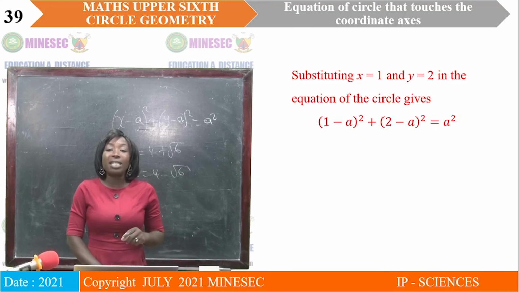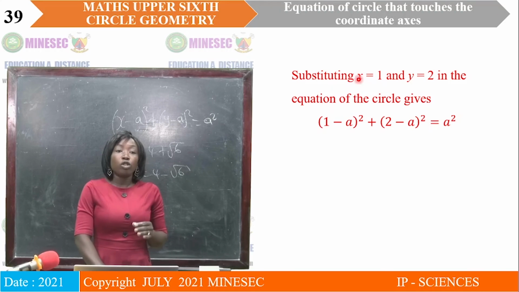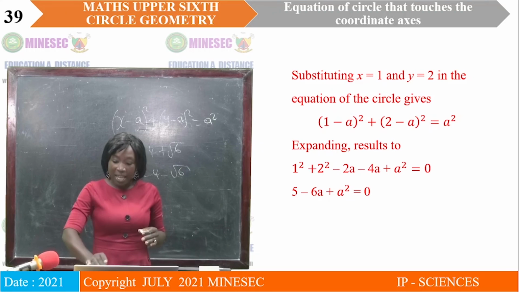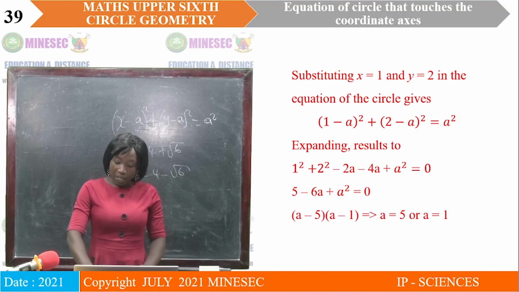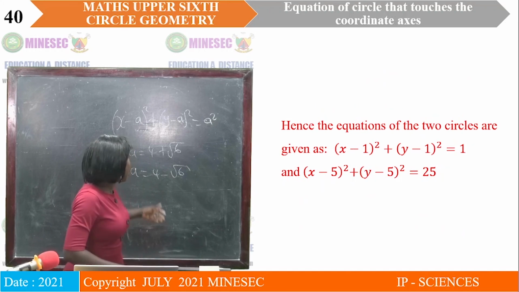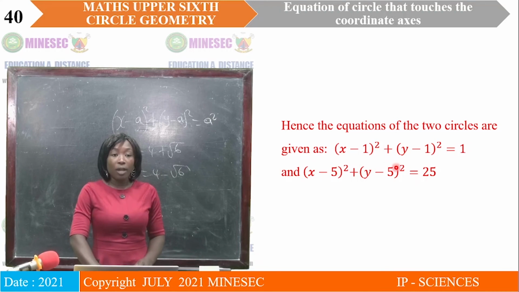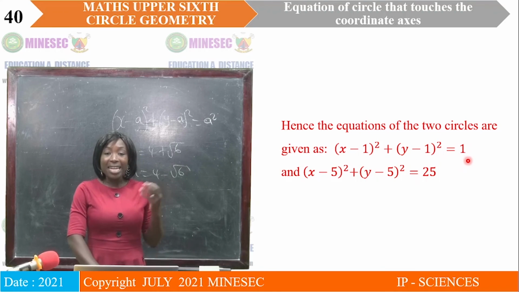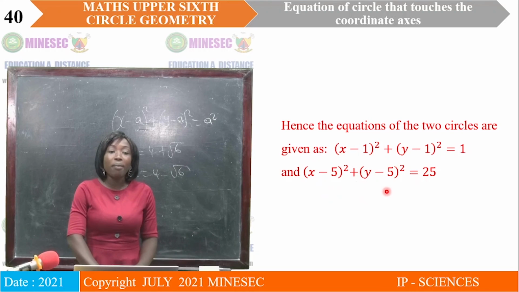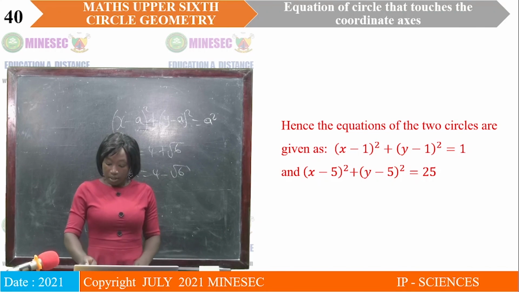Now we substitute the coordinates of the point through which the circle we are looking for passes, and they say the point is (1, 2). Substituting that point in the equation and simplifying, we obtain a quadratic equation. Looking at that quadratic equation, we discover that it has distinct roots, showing that we are still going to come out with two different circles. So substituting the values of a back into the equation, we have (x - 1)² + (y - 1)² = 1, and the other equation will be (x - 5)² + (y - 5)² = 25. These are the equations of the circles that are required by the question.